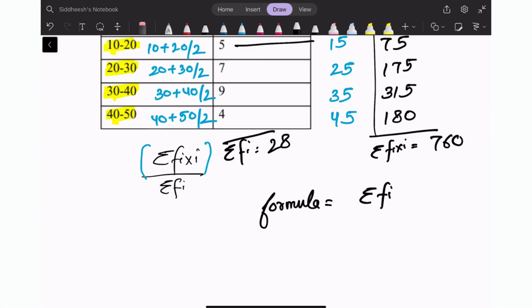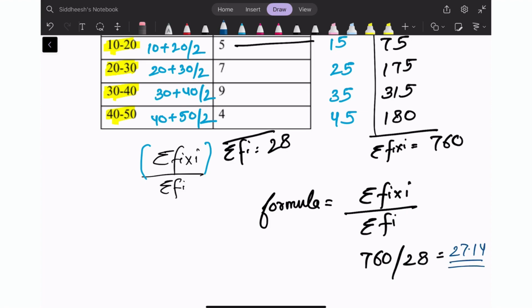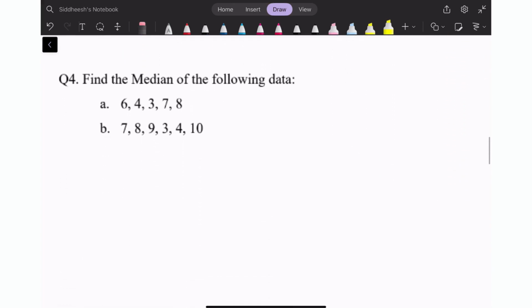Now as per the formula, summation of fi xi upon summation of fi, that is 760 upon 28. We are getting how much? Anyone? 27.14. This is your mean value. Correct? Now next thing, we are dealing with the median value. So our mean part is over.